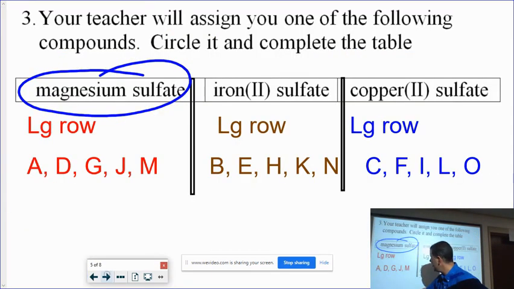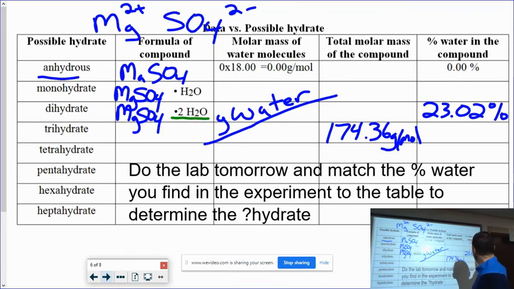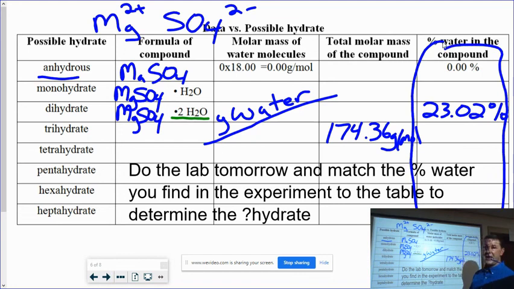So when we find that percent water, we'll match it up to our chart here, and the one that comes the closest is how many water molecules you have. It might be the one with 2 water molecules, it might be the one with 3 water molecules, it might be the one with 7 water molecules. That's how we'll find it out. So that's how we'll do the lab tomorrow.